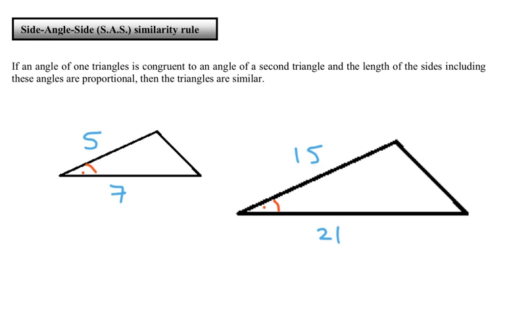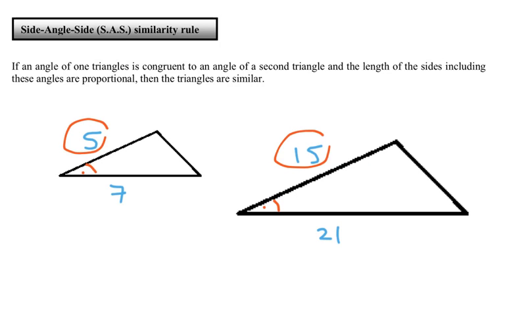Okay, so today we're going to look at our similarity rules. This one seems fairly straightforward, and we're going to give a fairly straightforward proof for it as well. It says if an angle of one triangle is congruent to the angle of a second triangle, as you can see in the example below, and the length of the sides that include those angles are proportional, then these triangles are similar. So that's what we've got here.